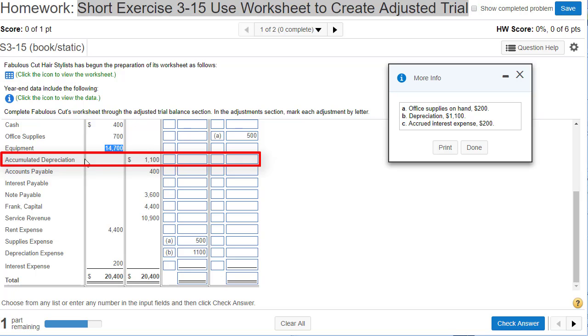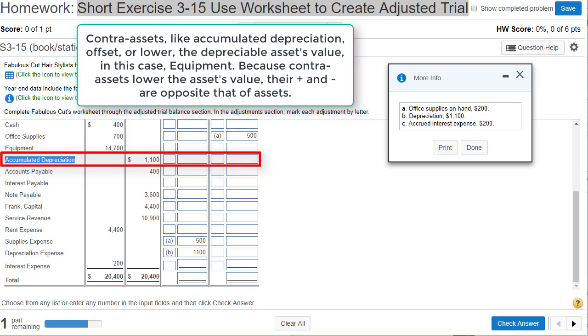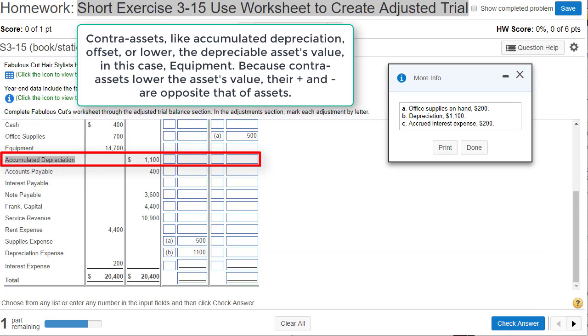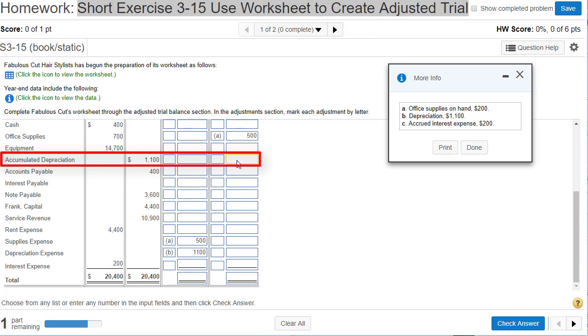So the way we get around that is we have this contra asset account called accumulated depreciation. Contra asset meaning it's opposite of assets. So since it's opposite of assets, its plus side would be on the right side, the credit side. And accumulated depreciation is accumulating over the years, so it basically only goes up unless you sold the asset. So that is B. As you can see, we had a previous year where there was already $1,100 of accumulated depreciation. So this is not the first year we've used this equipment.